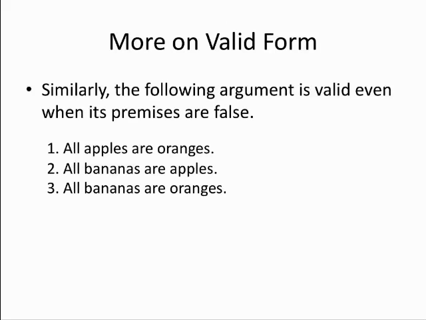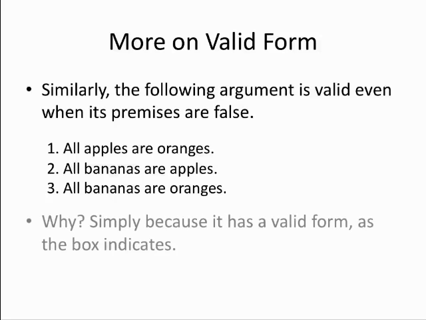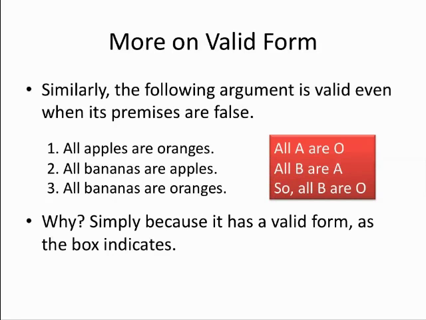Premise 1, all apples are oranges. Premise 2, all bananas are apples. Conclusion, therefore, all bananas are oranges. But check out the form. All A are O, all B are A, therefore all B are O. This has a valid form, and therefore we would accept it as being valid.